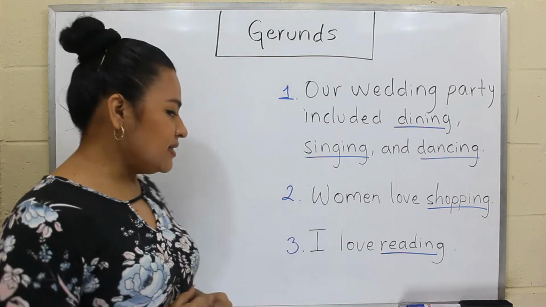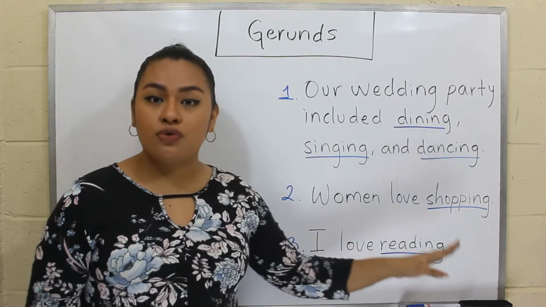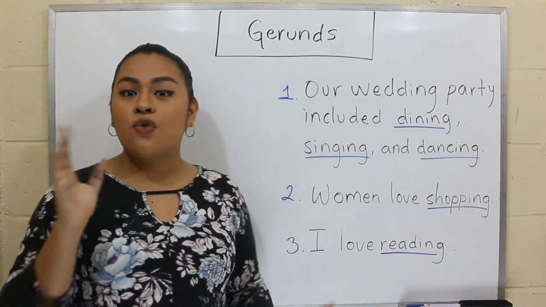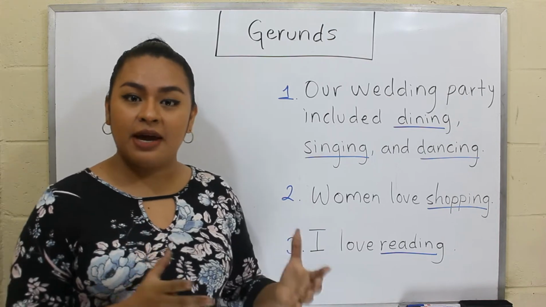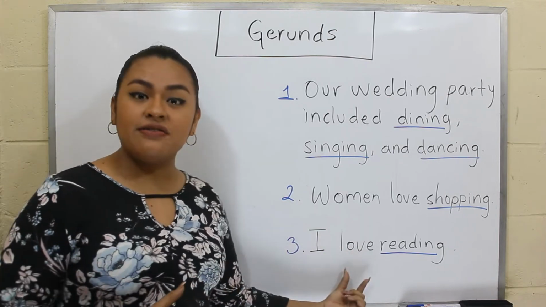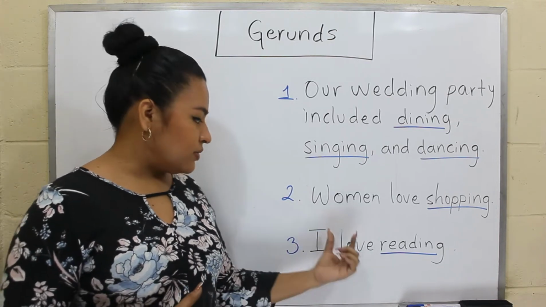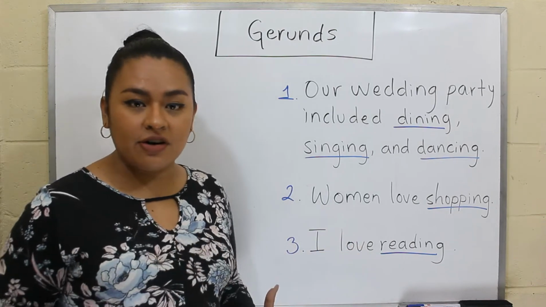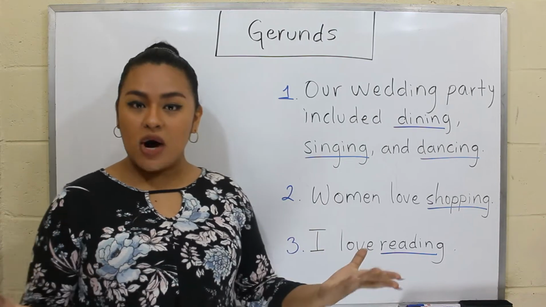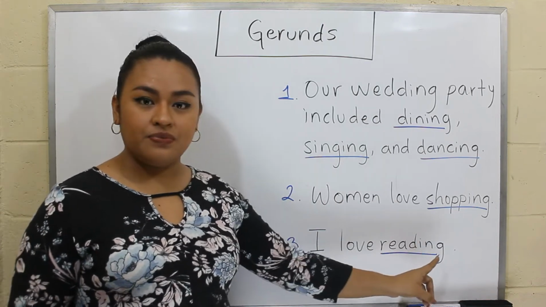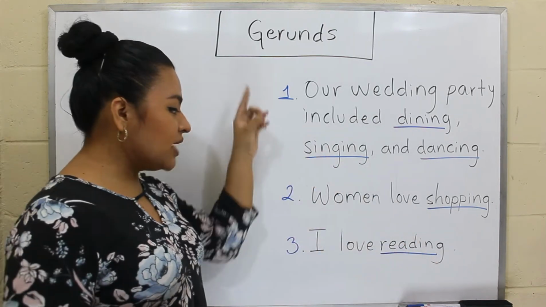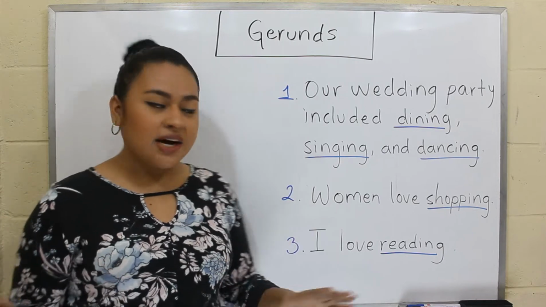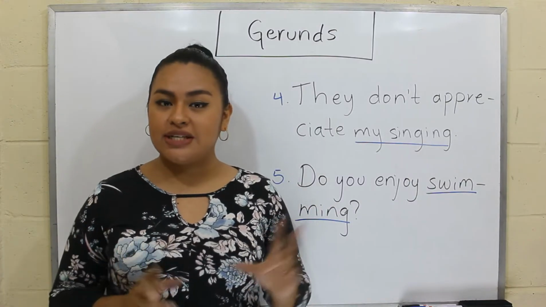And in the last sentence, I love reading. In this sentence, we identify first the main verb, and the main verb is love. So now we ask what or who after the main verb. I love what? Reading. So reading is the gerund acting as the direct object of this sentence. And here we have two more examples.